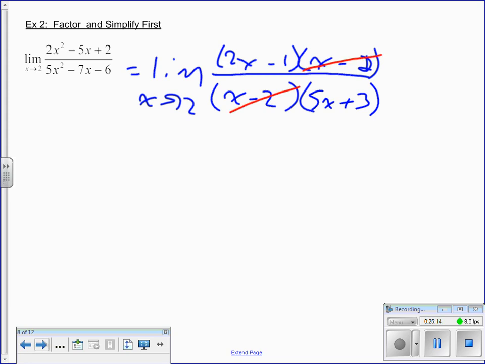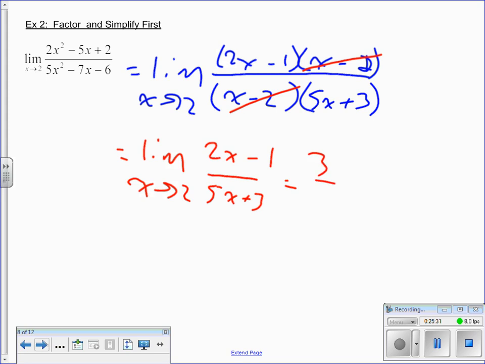I can get rid of those. And I can take the limit as x approaches 2 of 2x minus 1 over 5x plus 3, which gives me, if I put 2 in there, that's 4 minus 1, I get 3. 10 plus 3, 13ths. So my limit exists, I just have to do a little algebra. These are the second easiest ones.